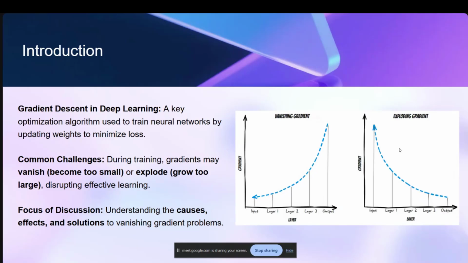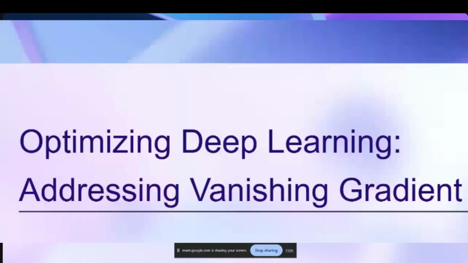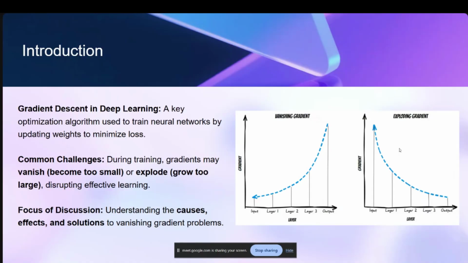Let's start with a quick introduction to this concept. At the heart of training a neural network lies gradient descent, an optimization algorithm that helps a model learn by adjusting its initial weights in small steps to reduce the error, or what we call the loss. We can think of it like rolling a ball down the hill. The ball represents our model and the hill surface represents the loss function. The ball keeps rolling downhill, adjusting its direction to reach the lowest point. That's where the error is minimum and the model performs best.